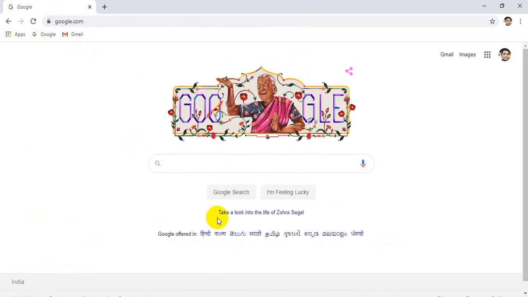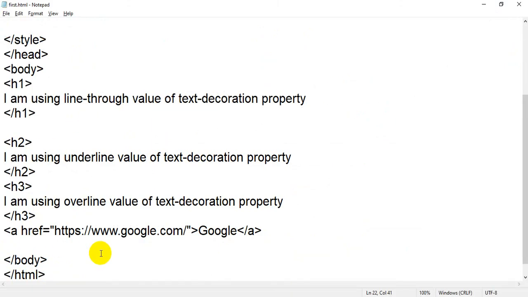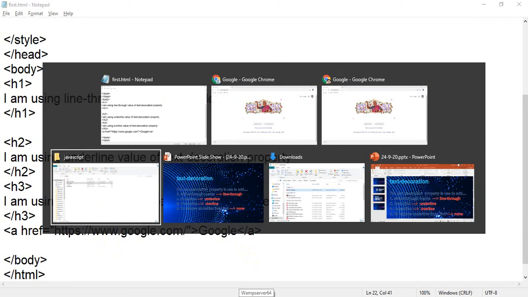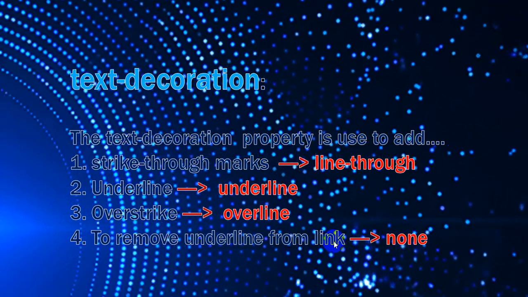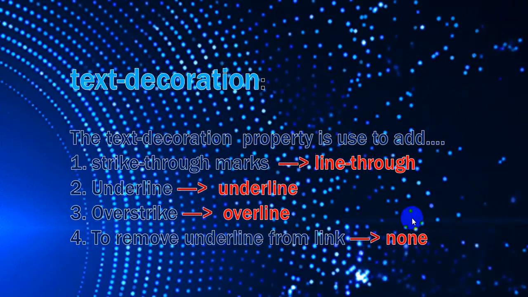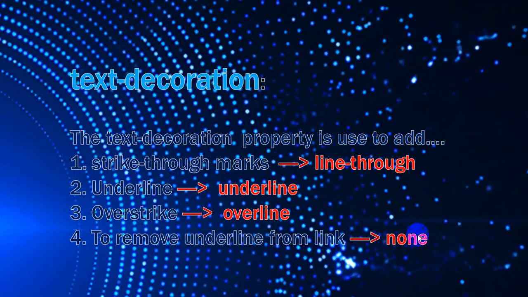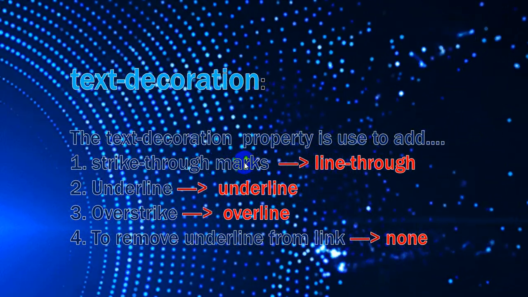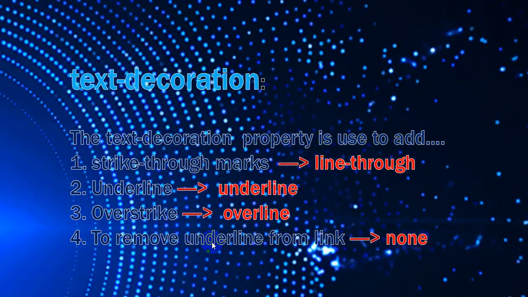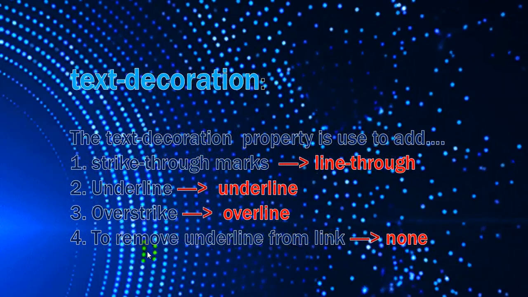Now the thing is that we are using the text-decoration property with none. And what is the use of the text-decoration property? I just want to show you inside my slide. It is used to remove the underline from a link. None is a value of the text-decoration property which is used to remove the underline from a link. So the first thing is that we have to create a link.